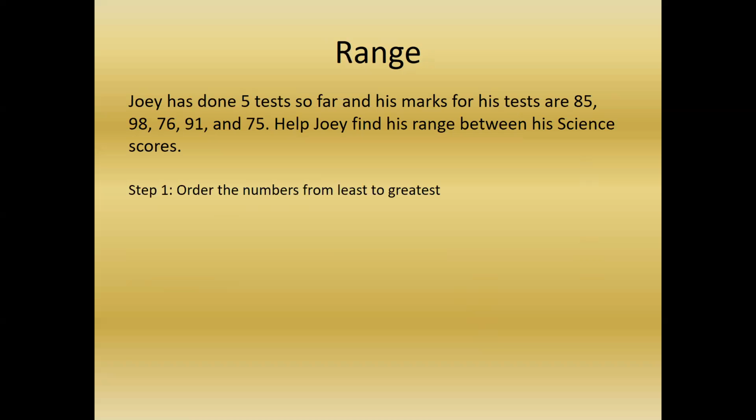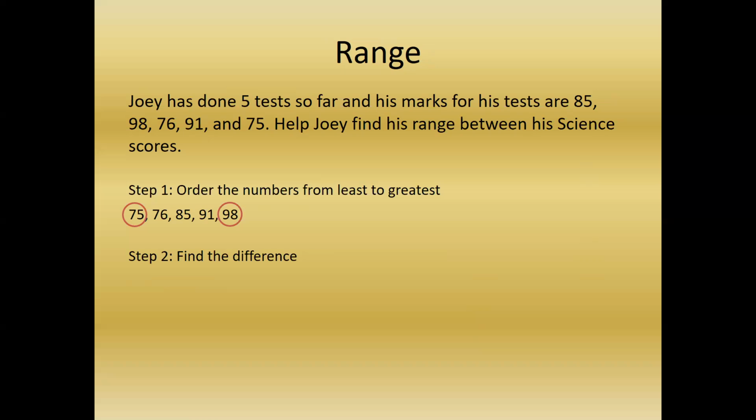So step number 1 is to order the numbers from least to greatest, just like we did last time for the median. So you know 75 is the lowest, 98 is the greatest. So we're going to circle those numbers. We need the least and the greatest numbers. So we have to circle those 2, so that we know which ones we're working with. And then we're going to find the difference between those two numbers.